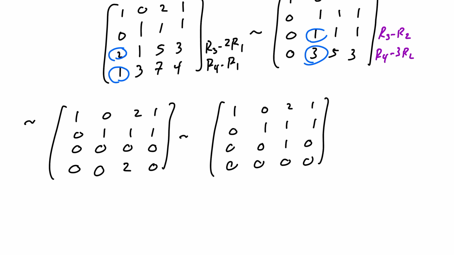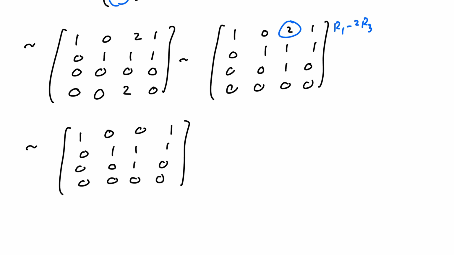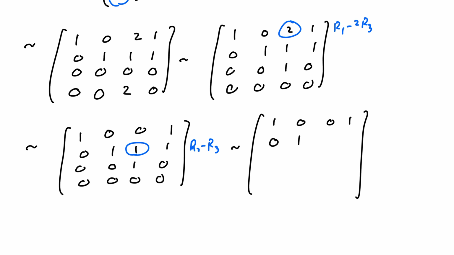So I want to continue in this way here. I want to make this entry 0 here. So I'm going to take row 1 minus twice row 3. Continuing on here, you get 1, 0, 0, 1. With this, I want to make this entry 0. So I'm going to take row 2 minus row 3. And doing that here, we get 1, 0, 0, 1. And this ends up being 0, 1, 0, 1.